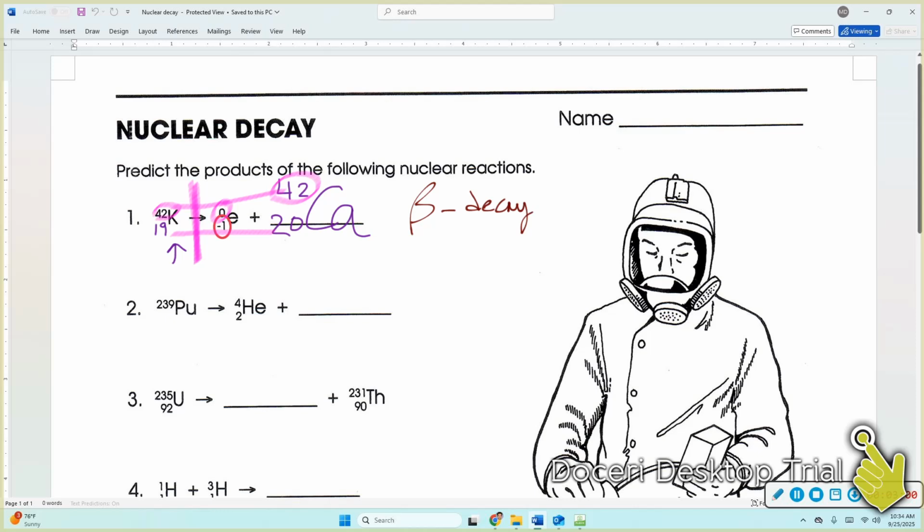Number 2, let's find Pu. Pu is what atomic number? Where is Pu? Mass 239.